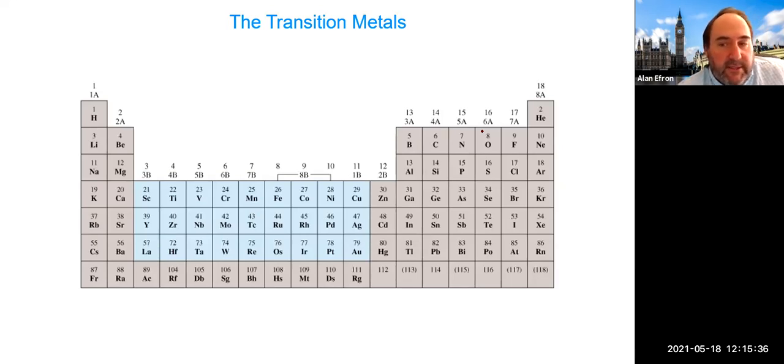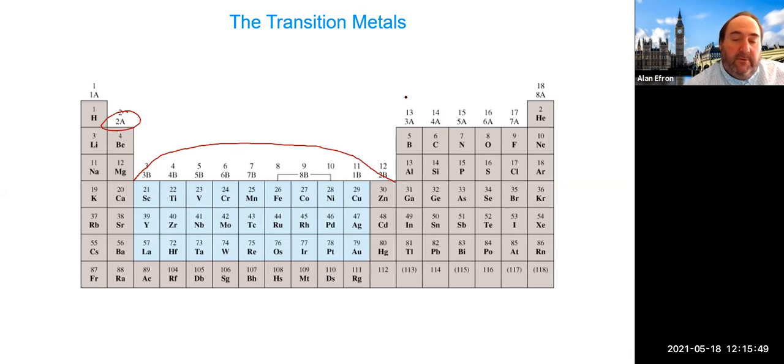So we're going to talk about transition metals, and hopefully you're familiar with them, but just in case you're not, this is pretty much where transition metals are on the periodic table. It's between group 2 and group 3. These are our transition metals. This guy right here is our first row transition metal, second, third, and fourth.